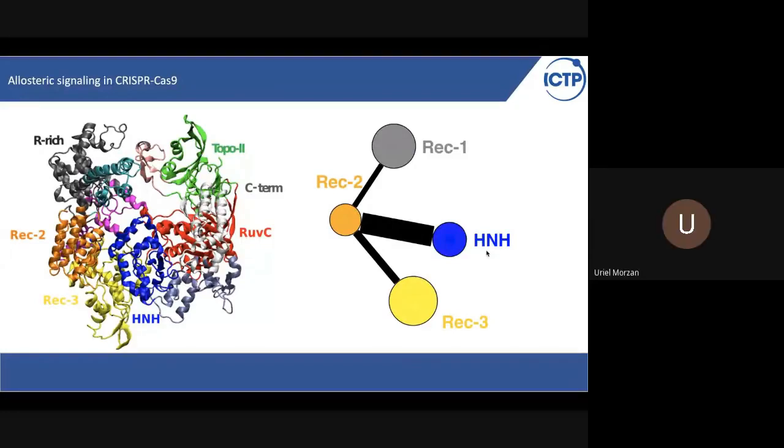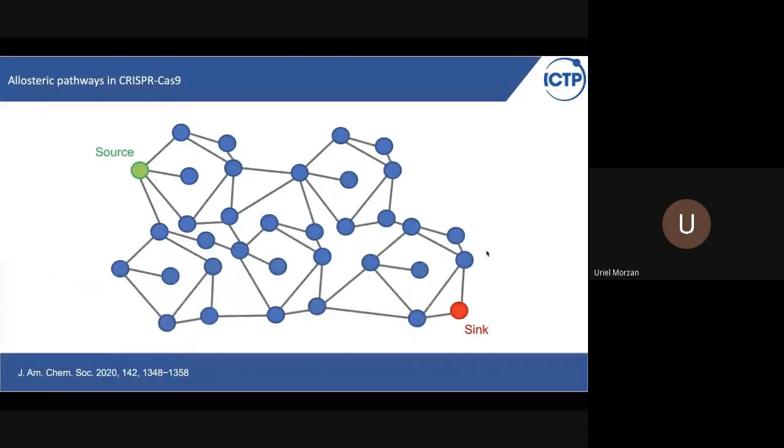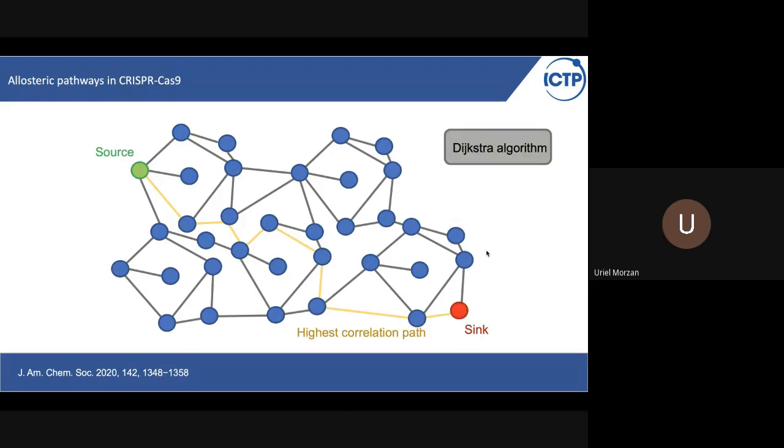Thanks, yes. Perfect. So another thing that we did is, well, there are plenty of algorithms to find shortest paths coming from graph theory or from computer science. And we were interested in finding the paths, or the amino acids involved in the paths, that communicate two distant sites of the protein. This we did with a Dijkstra algorithm, but there are plenty of algorithms to do this.